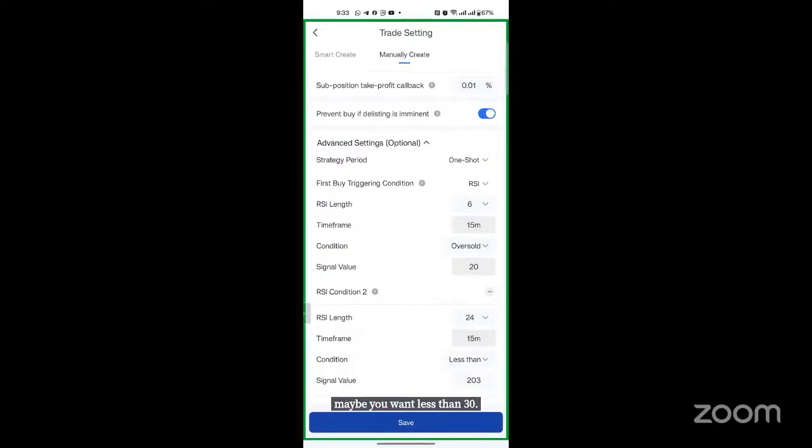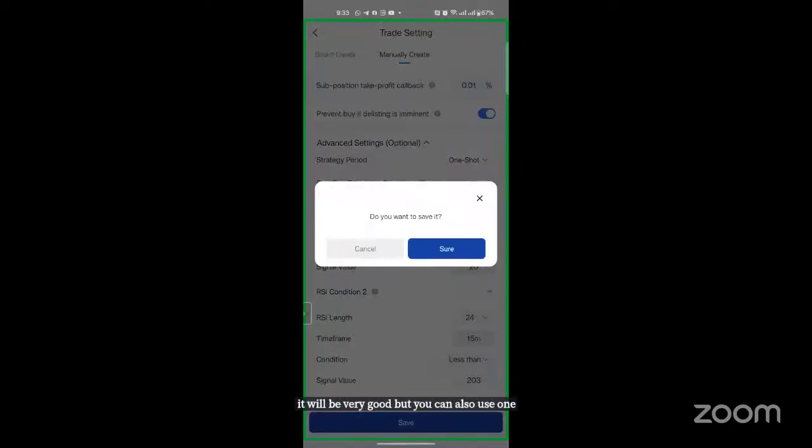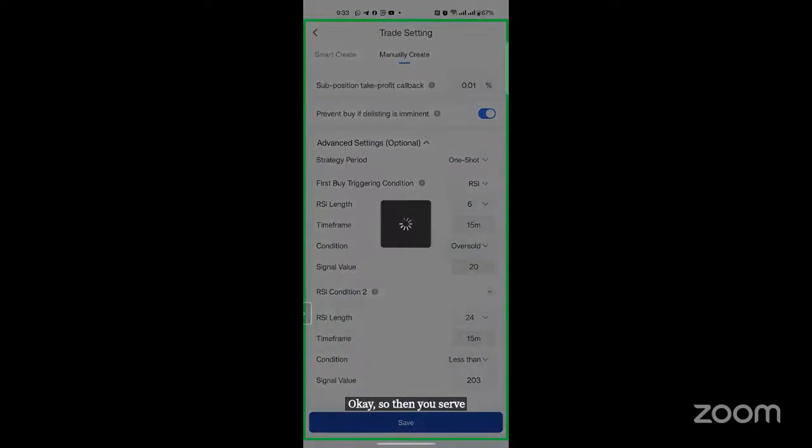And you apply, use a 24 and a 6 and a 24 RSI. It will be very good. But you can also use one, okay? So then you save. So all these settings will go into the 80 selected coins. Okay, the settings will go into the 80 selected coins.